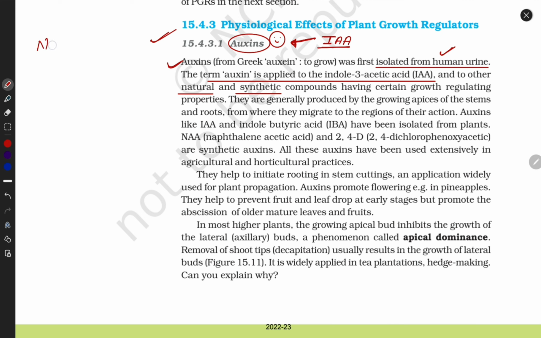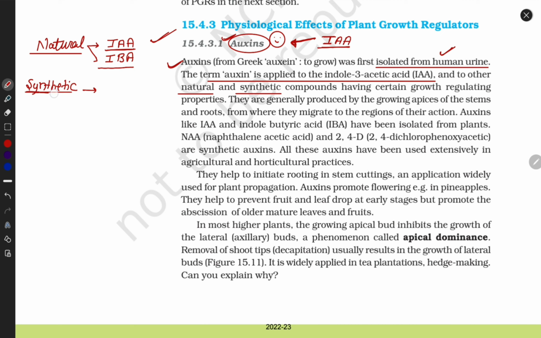If we talk about natural auxin, the name of the natural auxin hormone is indole acetic acid. First, this is the natural auxin. Nature also gives us indole butyric acid, that is IBA. This is also a natural auxin. Now some of the auxins are human made. Why do we make them? Because they work as a herbicide, guys.